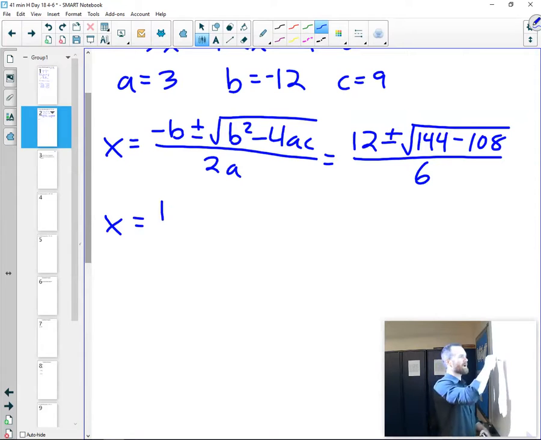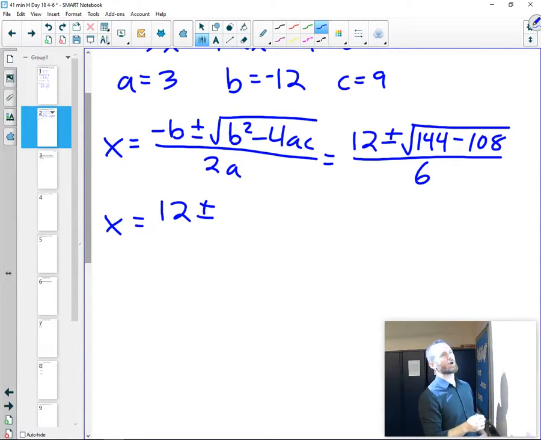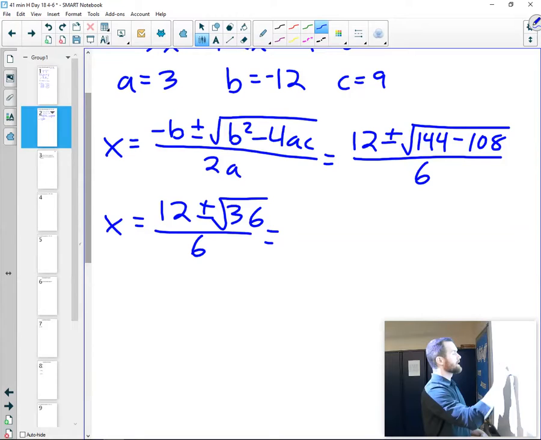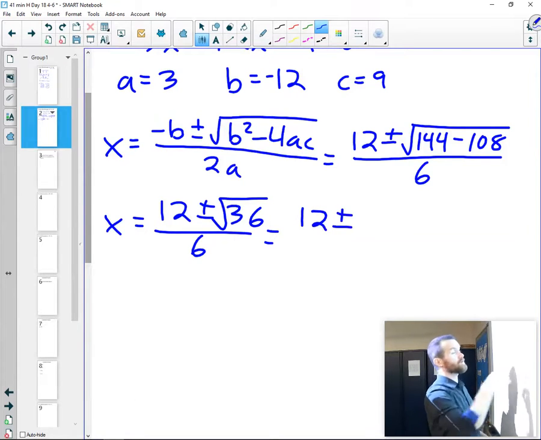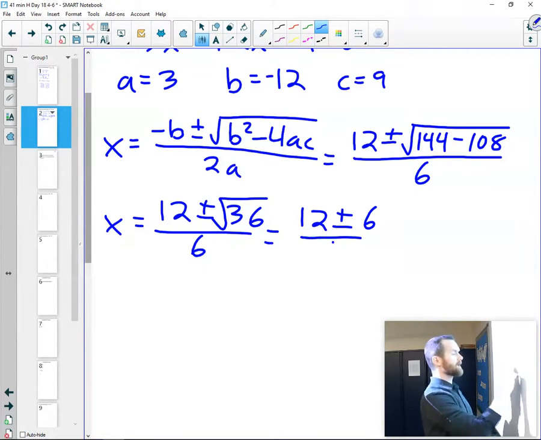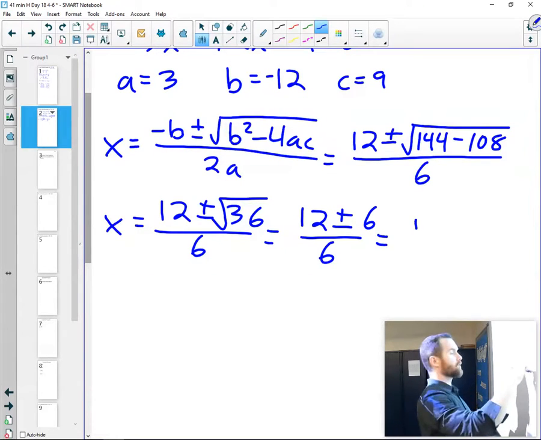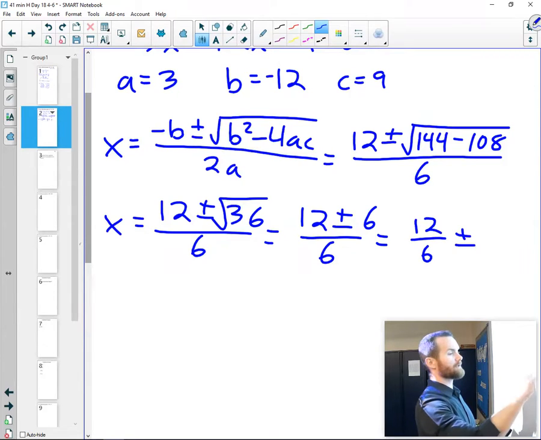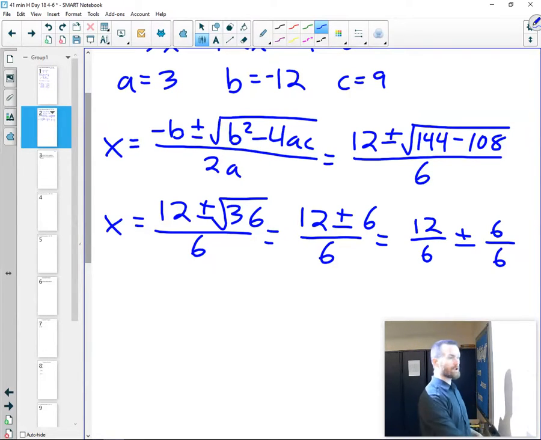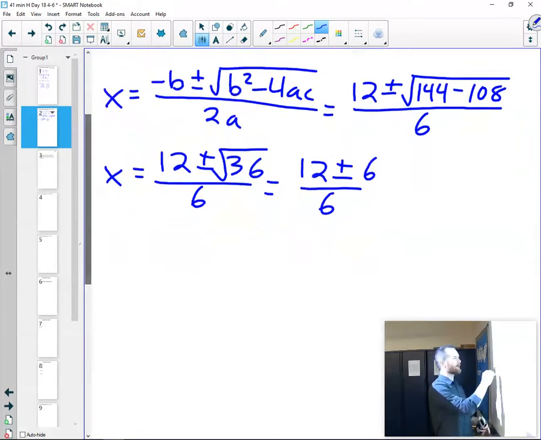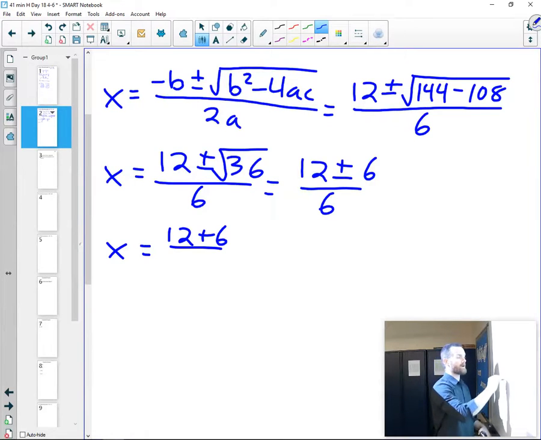Let's see, what can we do now? It becomes 12 plus or minus the square root of 144 minus 108, that's 36, if I'm not mistaken, or the square root of 36, divided by 6. And then we just get 12 plus or minus the square root of 36 is 6, divided by 6. Now, we've got two options here. We could distribute the division and write it as 12 divided by 6 plus or minus 6 divided by 6. That's one way we could do it. Or you could deal with the plus or minus first. I'm going to deal with the plus or minus first, but either way, you'll get the same answer. So one way would be 12 plus 6 divided by 6.